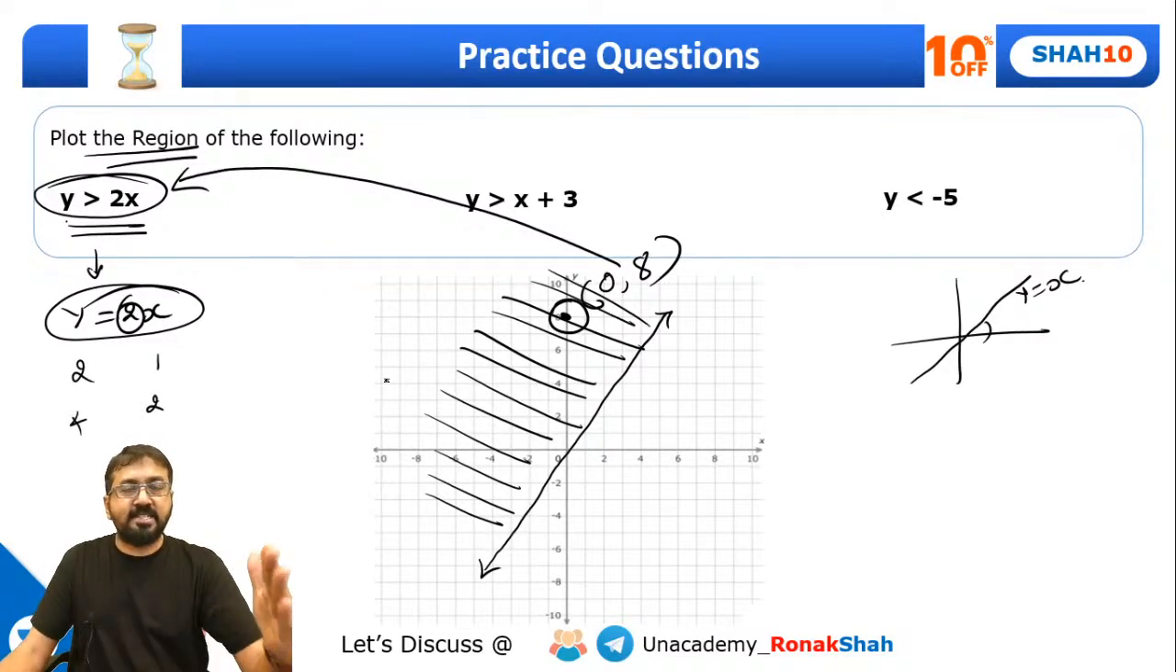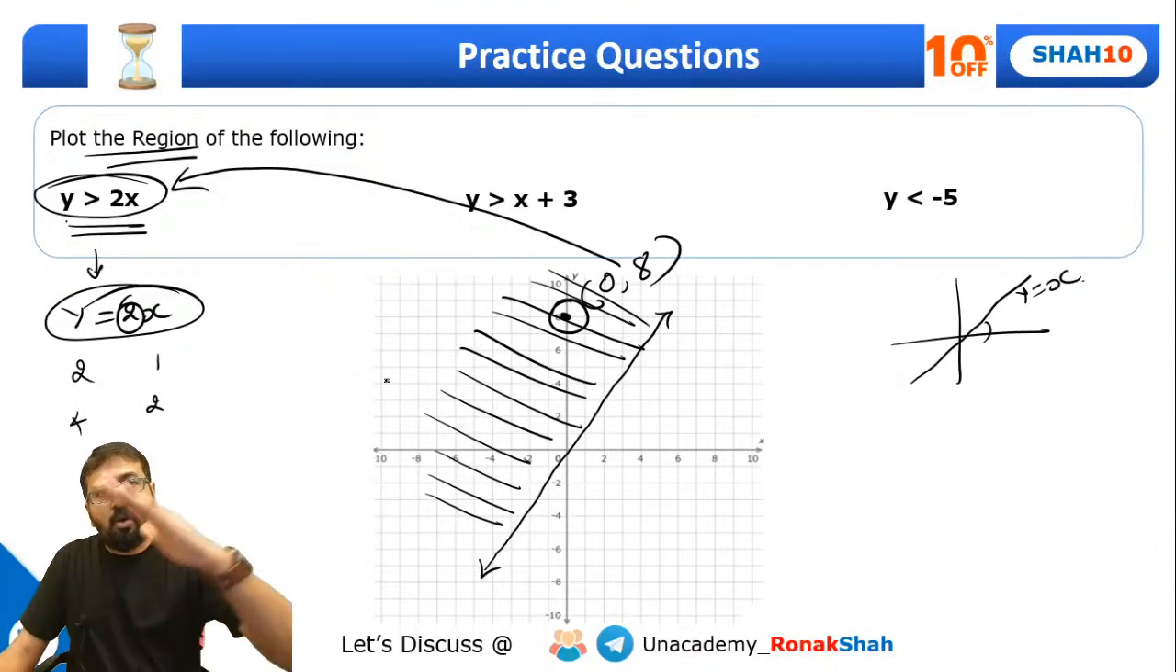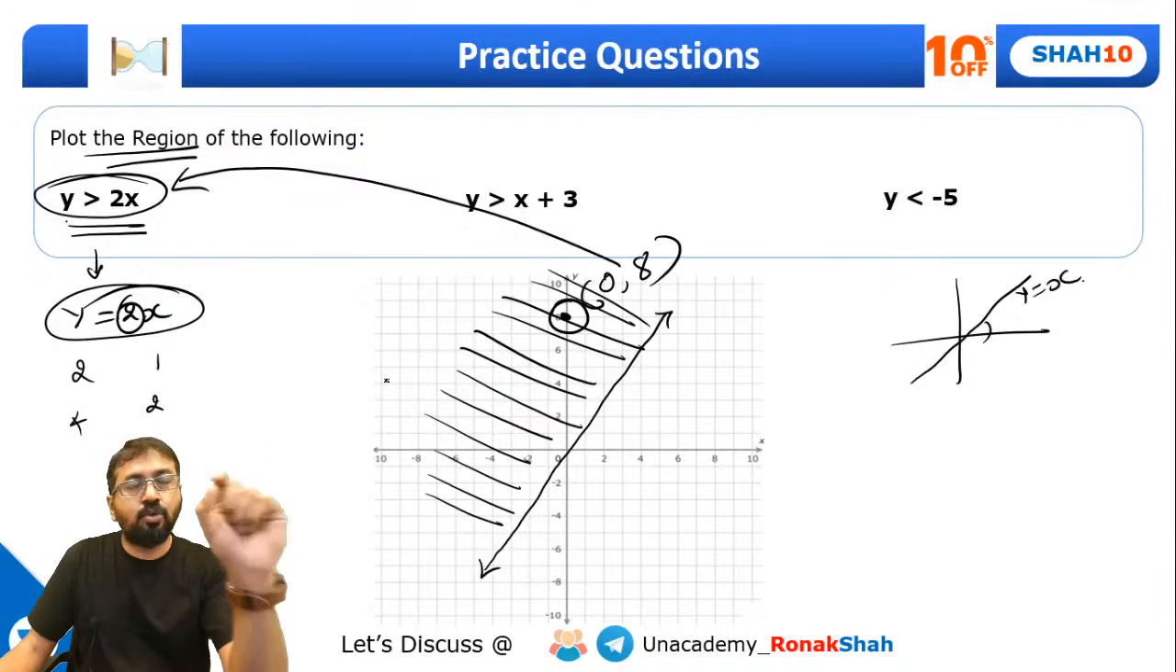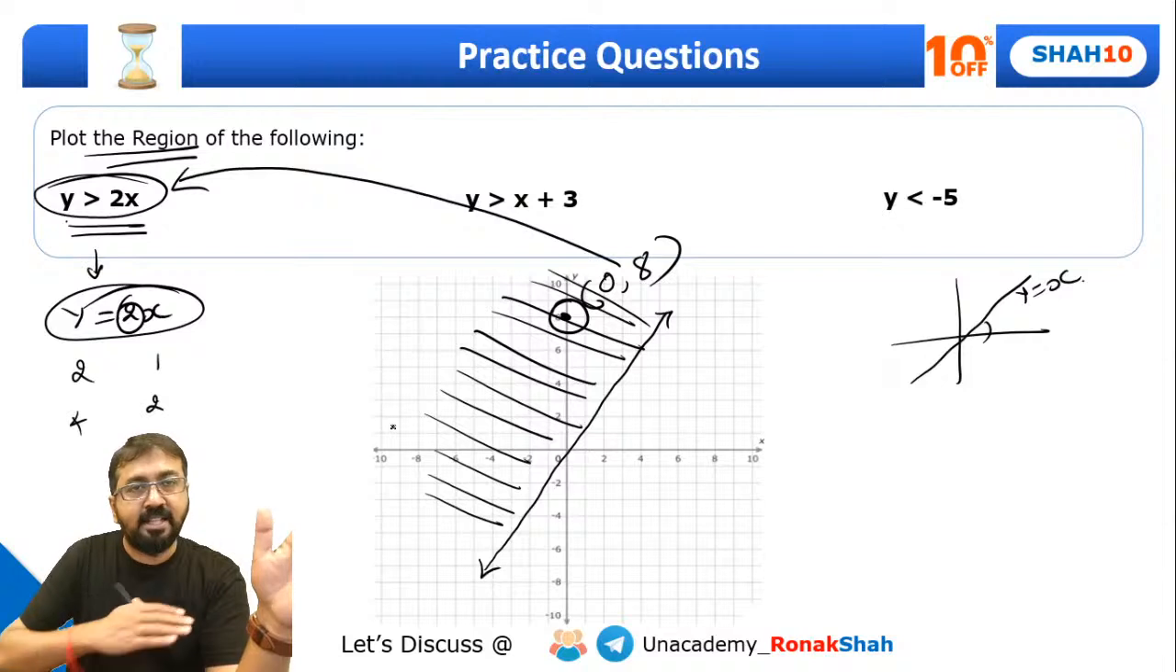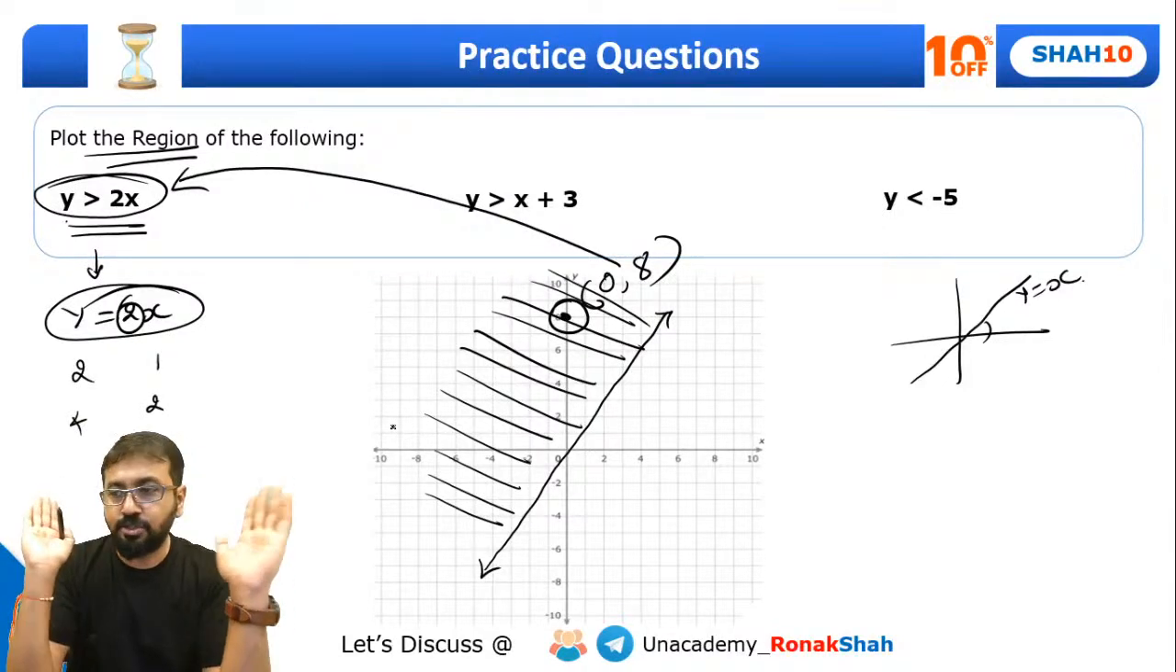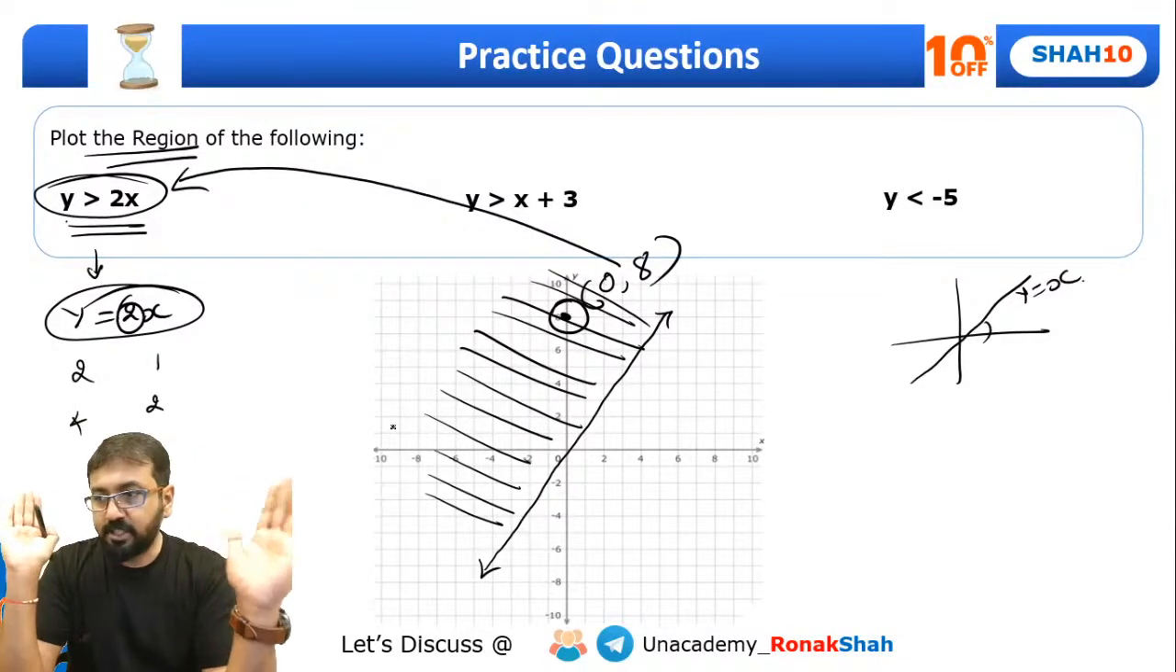Of course, I understand the region will be below the line or above the line. So I just took one point from one of the regions and checked whether it satisfies or not. If yes, then that complete region will be our solution region. Have you all understood this?